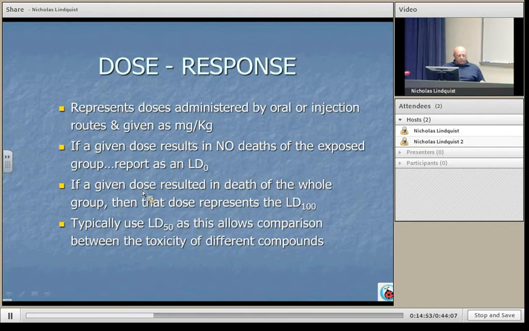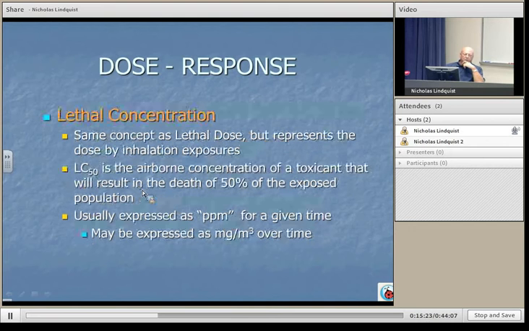If a dose is given which results in no death to that particular exposed group, then it would be referred to as an LD0. In other words, at that dosage, there's no lethal consequences to the test population. Or you can also have an LD100, which would be where you administer a particular dose and it killed 100% of the test population. But most typically, toxicology researchers utilize the LD50.